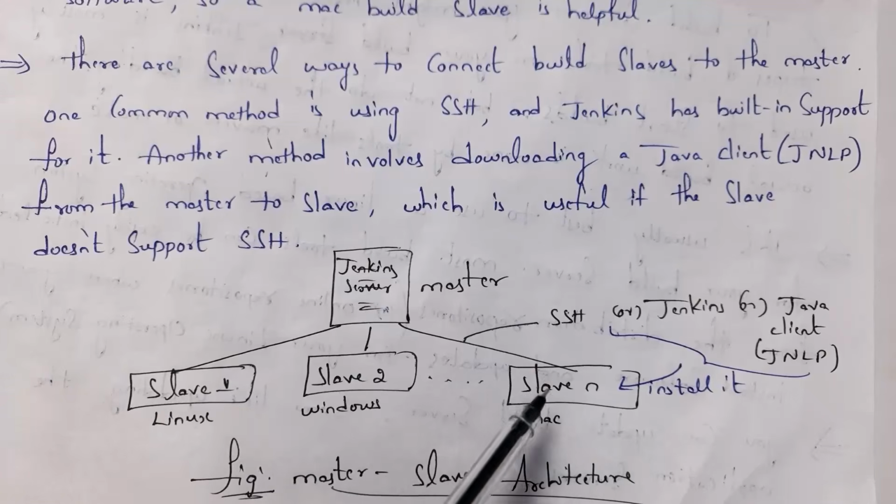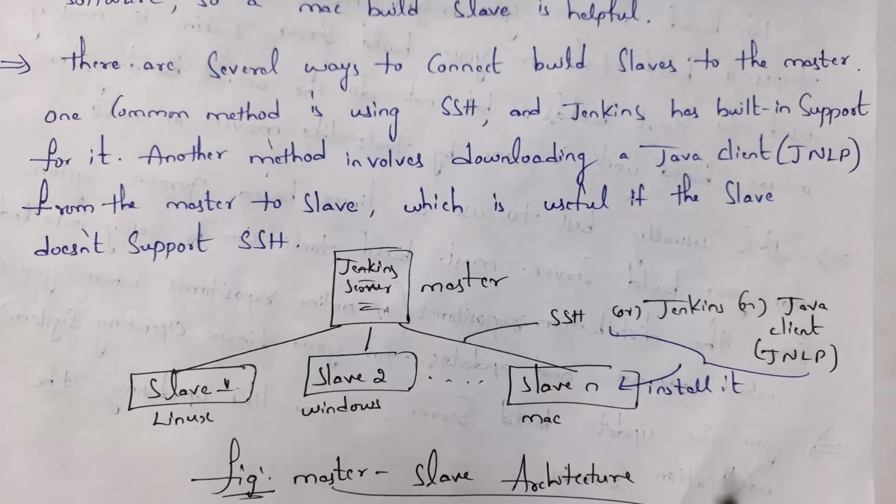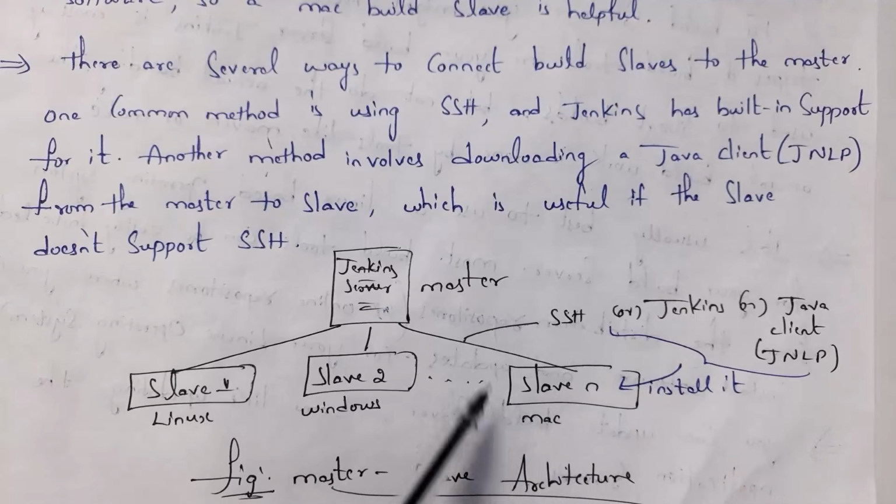Guys, we can connect slaves with Jenkins in three ways. First one is by using SSH, and the second way is you need to install Jenkins software in your build slave. The next way to connect your build slave with the Jenkins server is by installing a Java client in your build slave. These are the three ways by which you can connect your build slave with the Jenkins server.